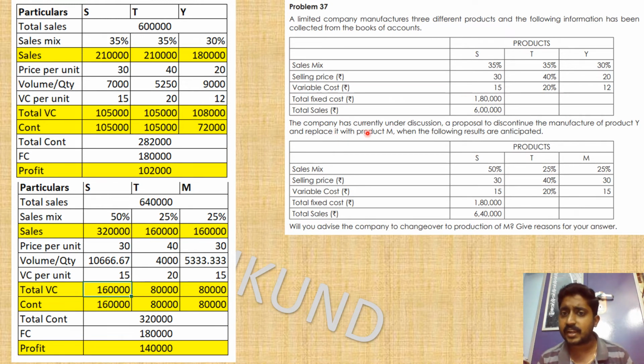The company currently has under discussion a proposal to discontinue the manufacture of Y. So out of S, T and Y, they want to discontinue Y and replace it with M. That's why here it is changed to S, T and M.